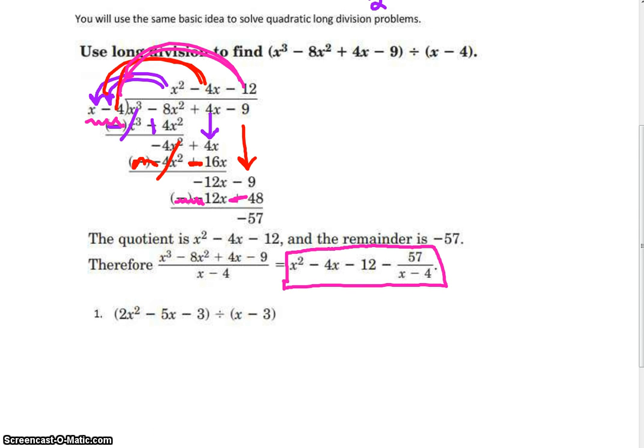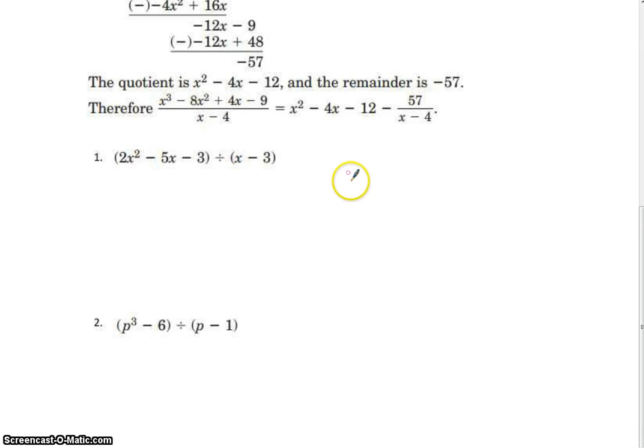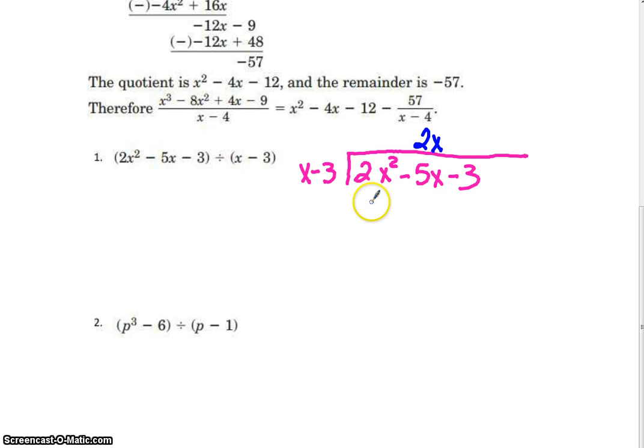Okay, so let's erase all of my scribbling, and let's do one. You're going to put your x minus 3 on the outside. And then on the inside here, you're going to say 2x squared minus 5x minus 3. So you say, what would you multiply x by to get 2x squared? Well, you need to multiply it by 2x. So 2x times x is 2x squared.